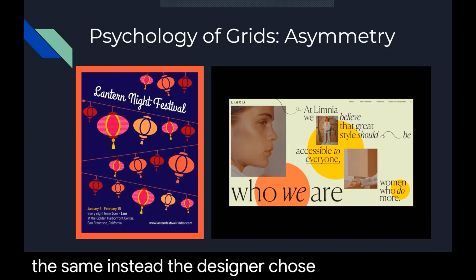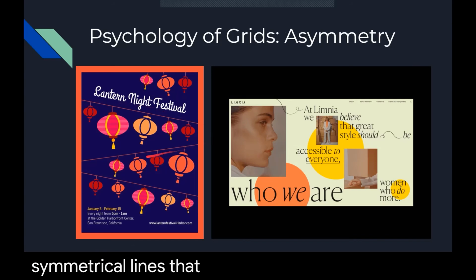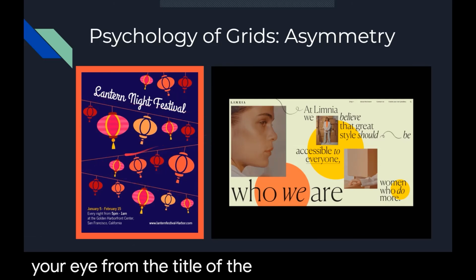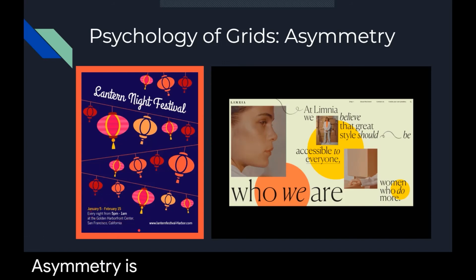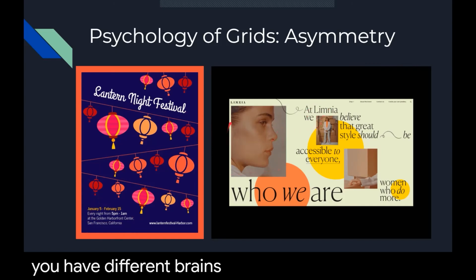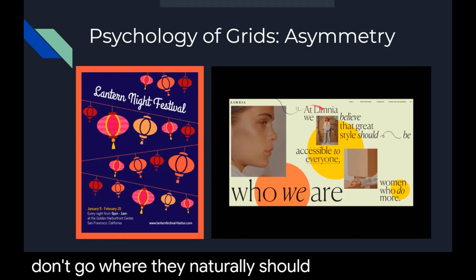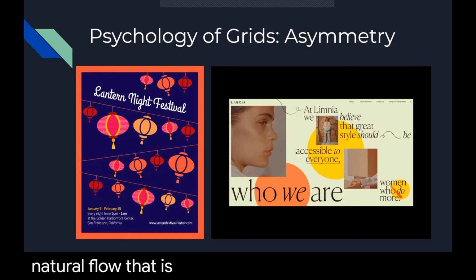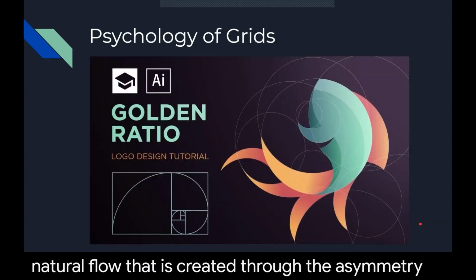Instead, the designer chose to use asymmetrical lines that are diagonal that then draw your eye from the title of the festival down to the additional information. So here, asymmetry is being used as a flow tool, but it's not so disorganized that your mind is confused. Same here. You have different breaking of the grid where things don't go where they naturally should, but there is still a natural flow that is created through the asymmetry.